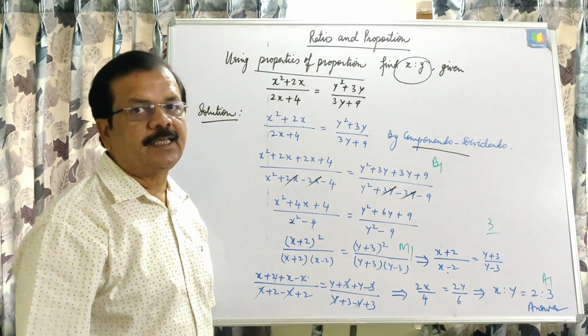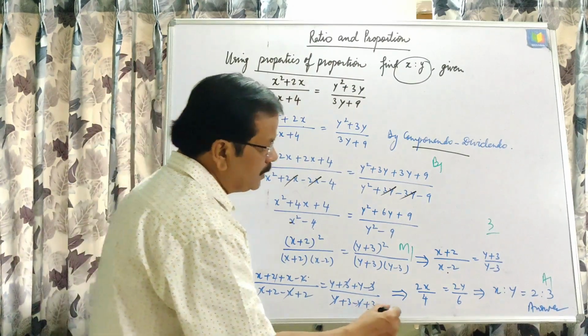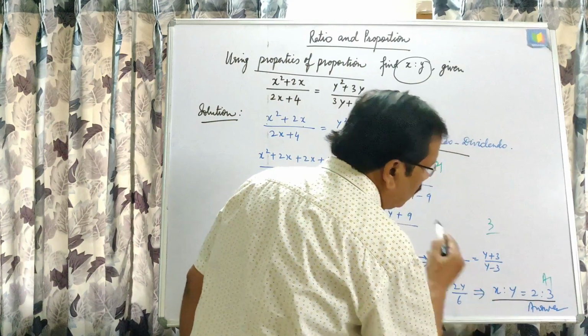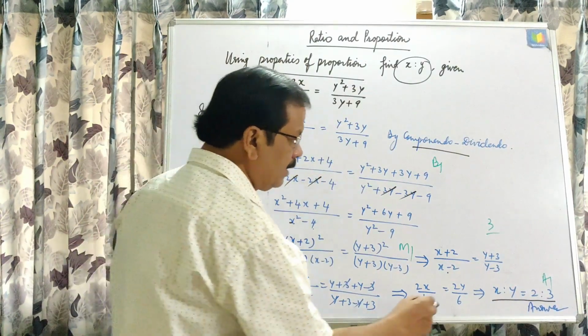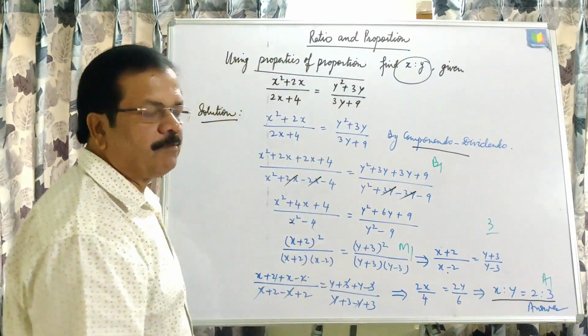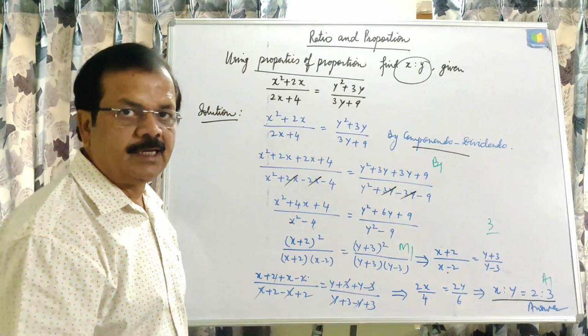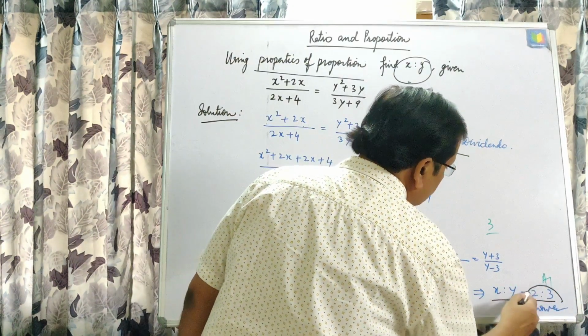Whatever way the question is asking, you must write the answer in the same way, in ratio form. That is, you are asked x is to y. If you write x upon y is equal to 2 upon 3 in place of this, then the answer mark will not be given in that case. That is why you must write x is to y is equal to 2 is to 3.